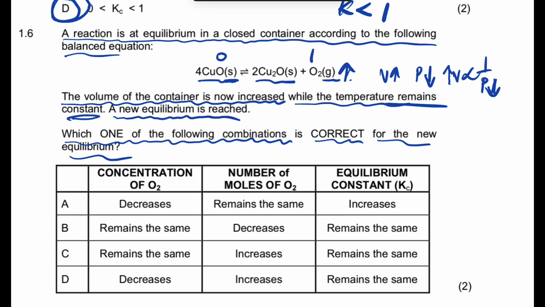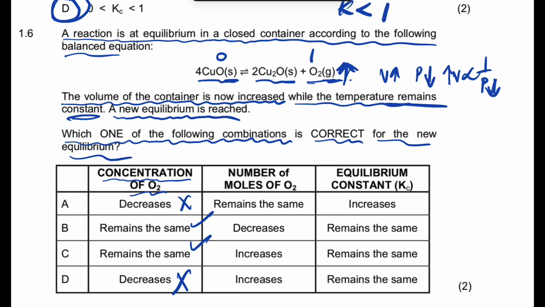So the number of moles of oxygen is going to be what? Increased. Which means the number of moles is going to be increased, right? Now it says the concentration at equilibrium. What's going to happen to the concentration of oxygen at equilibrium, guys? When it reaches equilibrium, the concentration does not decrease. At equilibrium, the concentration remains what? Constant. It does not decrease. So the option lies between B and C.